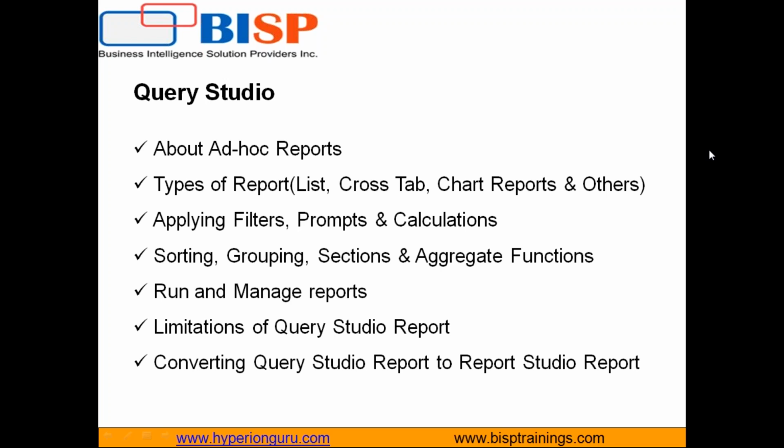We used to say that this is an ad hoc or simple report, so we will see how to create one. Normally the major division of reports is three types: list reports, cross-tab reports, and charts, and there will be different types of charts. We will also combine list and cross-tab, and cover what the types of reports are. Then applying filters, how to get input from the user, that is a prompt, sorting, grouping, and running and managing the report, including how to manage an existing report or one we have just created.